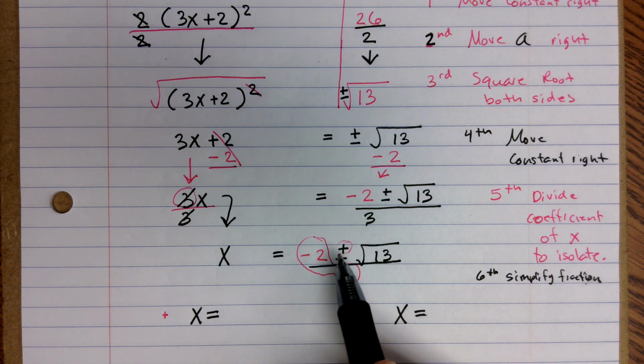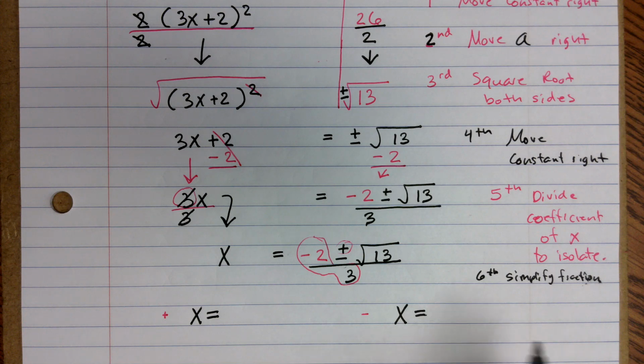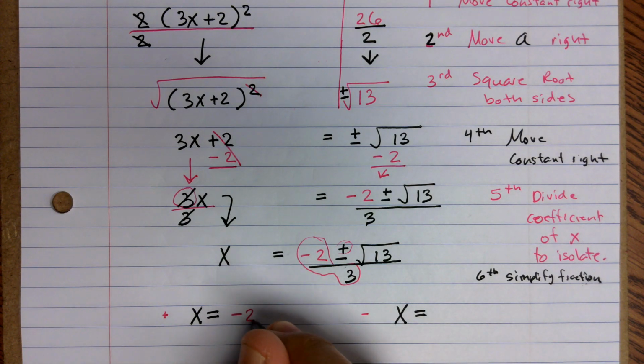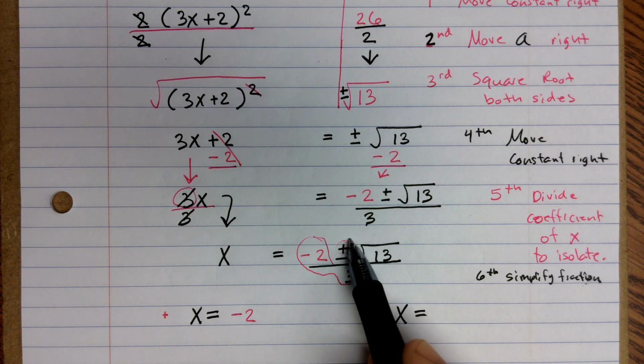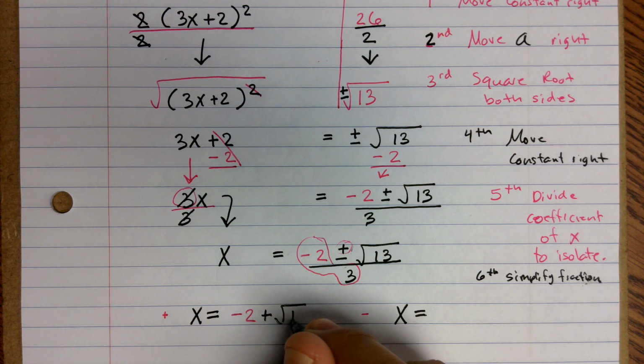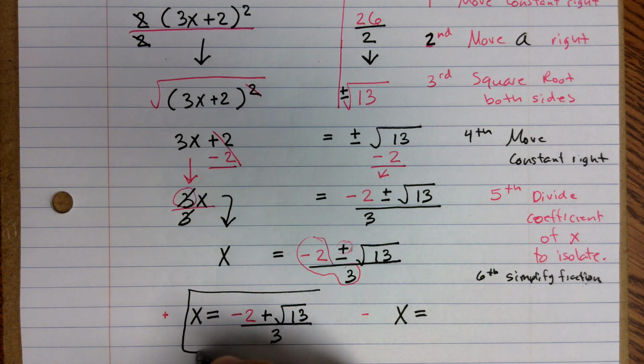Now, in this case, it can't, so we're going to go ahead and rewrite these as our final answer. I'm going to write my first solution as simply negative 2, and I'm going to start with the addition first. So plus the square root of 13, and it's going to be over 3. This is one answer.